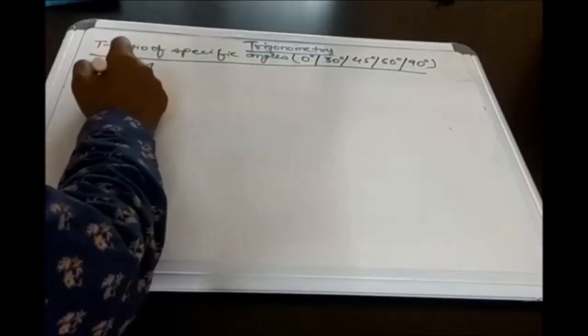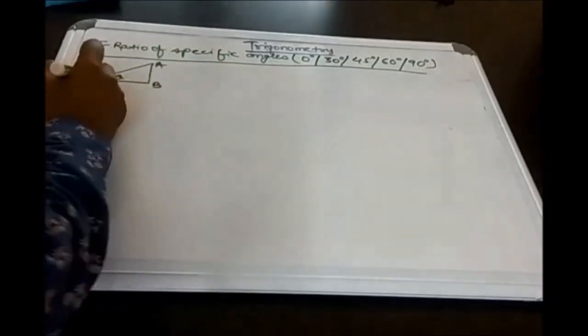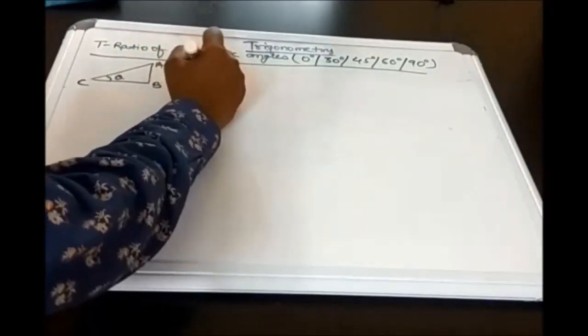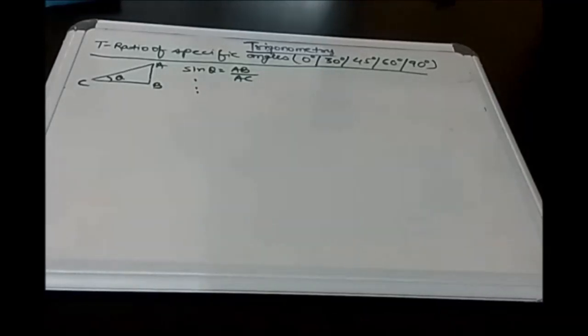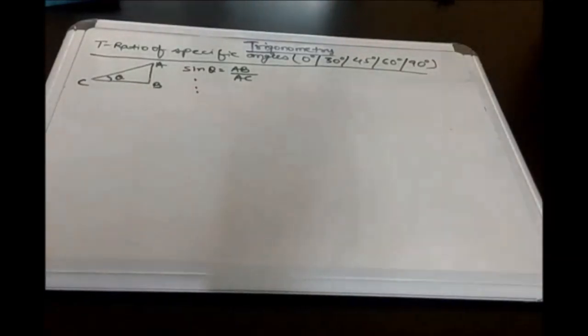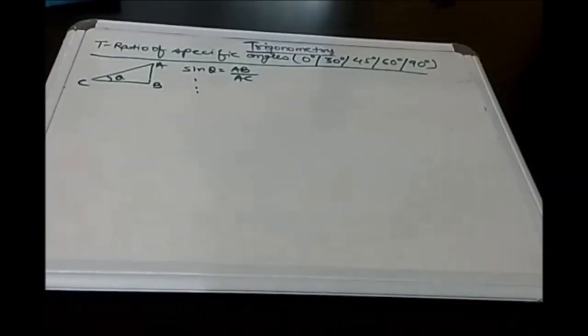Now we will be finding the trigonometric ratios of some specific angles. Till now what we were finding was generic: in a triangle, if this angle is theta, then the value of sine theta will be AB by AC. Similarly for the other trigonometric ratios. Now what we will find is the value of sine theta if theta equals, suppose, 30 degrees, 45 degrees, 60 degrees. So we will be finding the specific values.